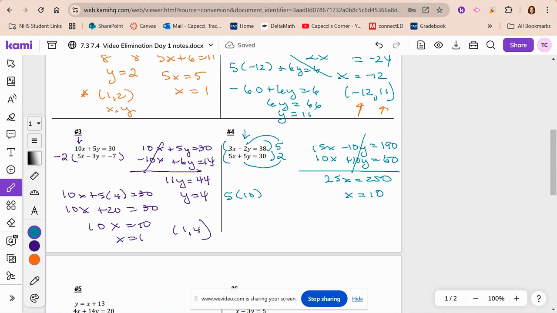I have 5 times 10 plus 5y is equal to 30. So 50 plus 5y is equal to 30. 5y is equal to negative 20. So y is equal to negative 4. So my solution to the linear system is (10, negative 4).